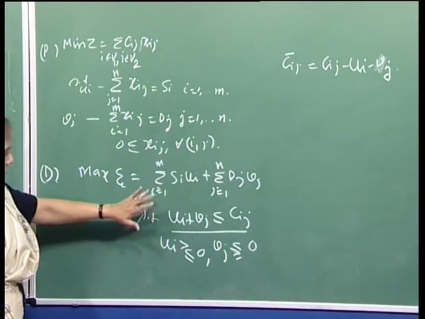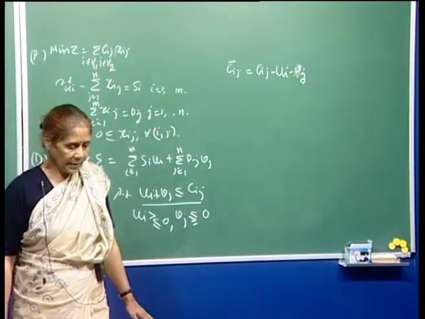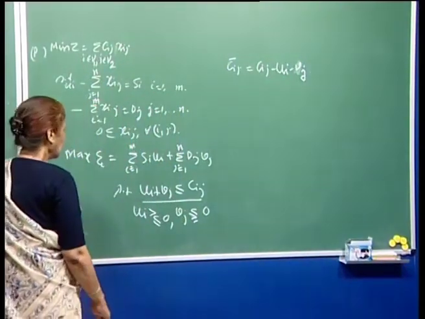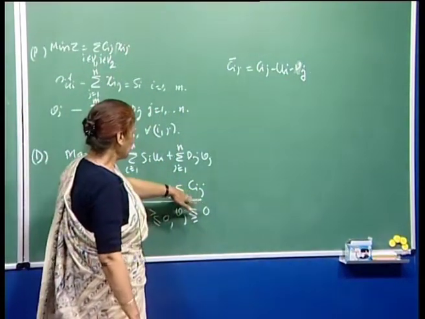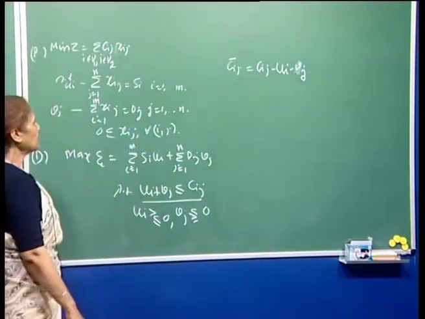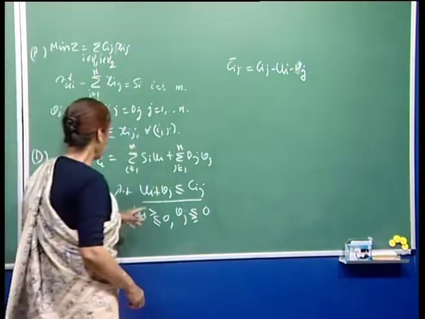So, but anyway, first we need to find out the u i's and v j's. If I can calculate the u i's and v j's fast, then no problem. I can then just find out the difference of the right hand side from the left hand side, and that gives me the relative price for each non basic variable. So, now let us see how many equations.